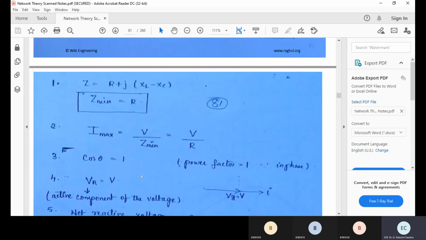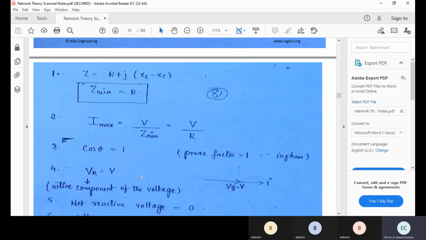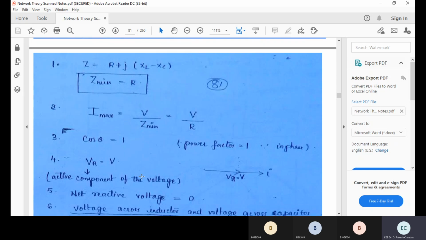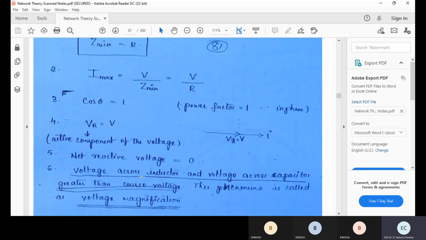The same expression is as given. What will happen at the time of resonance? Your Z will have the minimum value. Z is equal to R because XL is equal to XC. I is maximum because V by Z, with Z at minimum value. So I is V by R, and your power factor is unity.